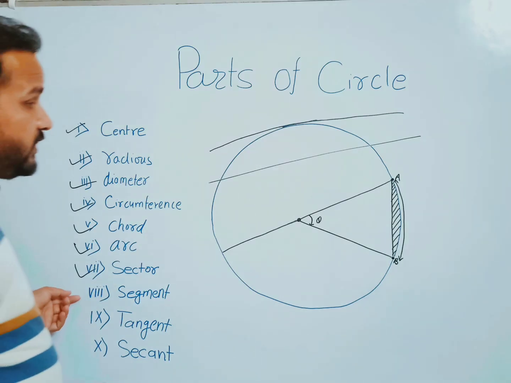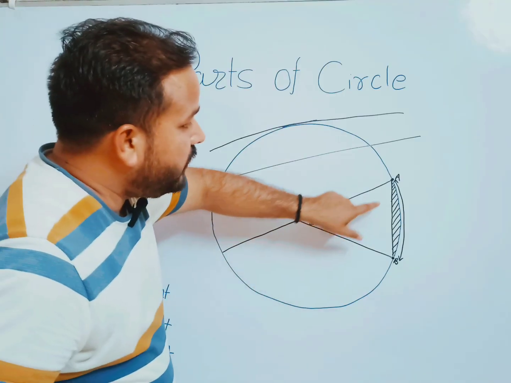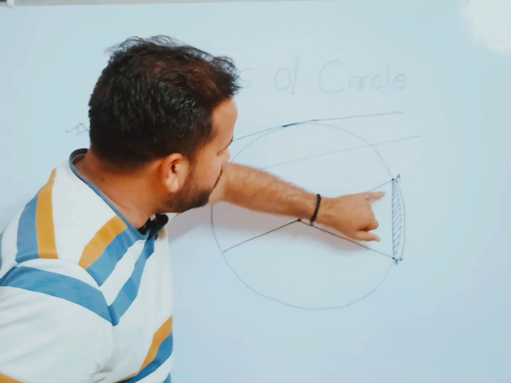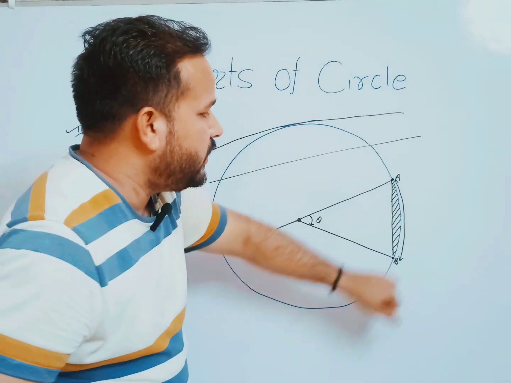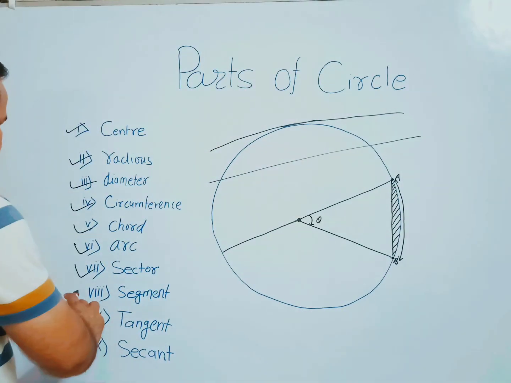Segment. Segment is the area between chord, this is chord, and arc. Only this portion of the area is called segment.